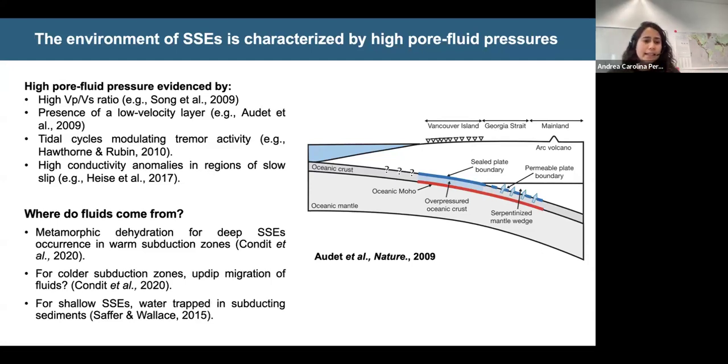At least for deep SSEs that occur in warm subduction zones, we know that metamorphic dehydration reactions coincide with the depth range of these events. For colder subduction zones, the correlation with metamorphic dehydration reactions is less clear, and it is possible that some up-dip migration could occur. And for shallow SSEs, we have dehydration reactions of clay minerals, but they do not really coincide with the location of SSEs in several shallow environments. So it is believed that water trapped in subducting sediments could play a bigger role.